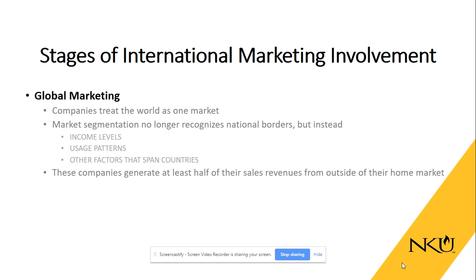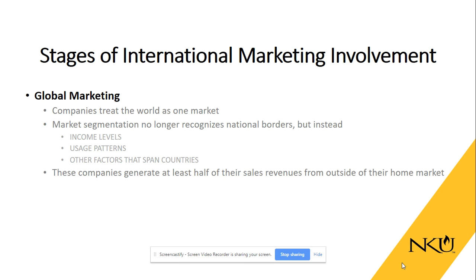Now, the difference between international and global marketing is that with global marketing, which is the highest or deepest stage of international marketing involvement, companies treat the world as one market. Market segmentation is no longer focused on national borders, but instead we're grouping consumers by their income levels, their product usage factors, and other things that span countries and regions. So we're not even worried about geography. We don't even recognize those borders that exist.